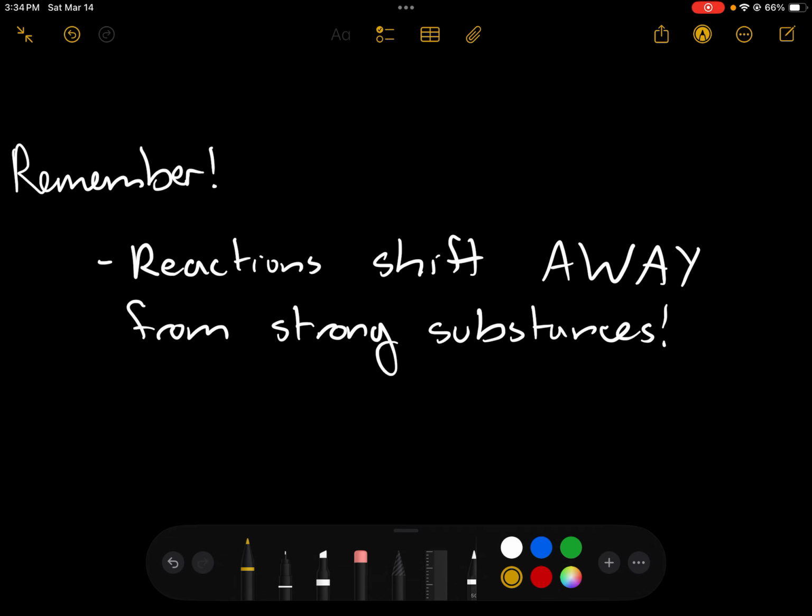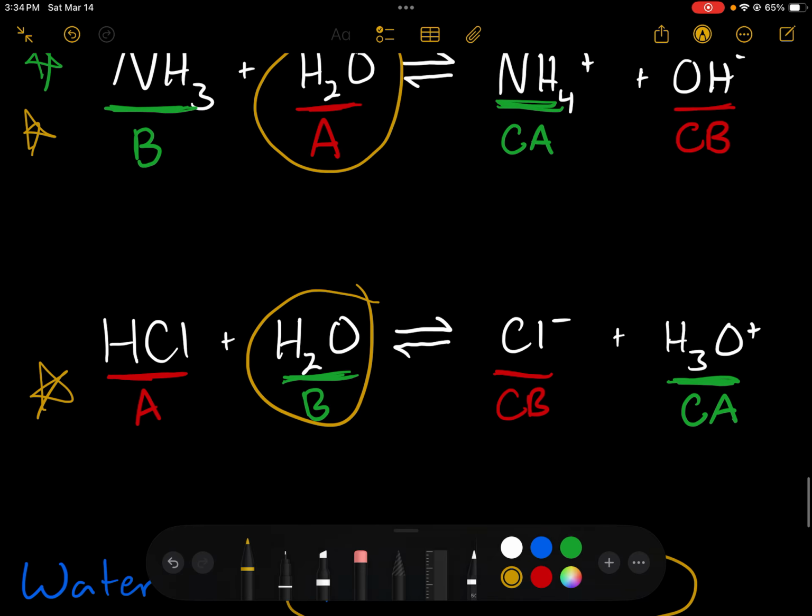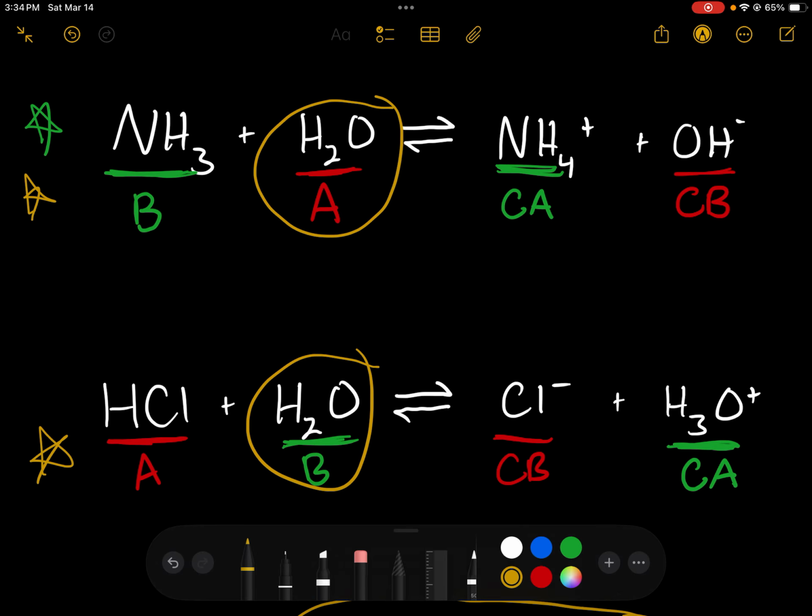One more thing to remember from way back when is that reactions are going to shift away from strong substances. So if we go back up here and we look at these 2 reactions that we already analyzed, we can predict which direction these reactions are likely to shift if we see any strong substances. So in example number 2, we see hydrochloric acid. Hydrochloric acid is a strong acid, and so this reaction is likely to favor the forward direction because reactions tend to shift away from strong things.